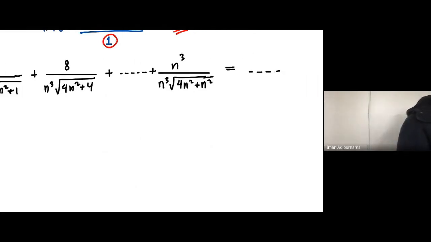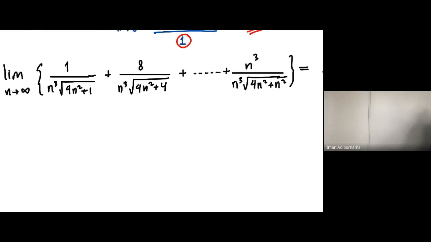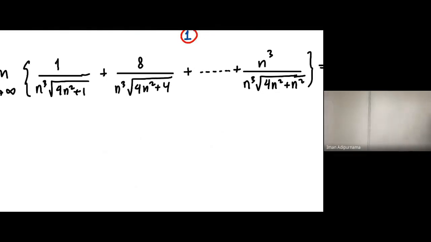So you have a limit as n approaching infinity, and you have this long sum, right? 1 over n cubed, 4n squared plus 1, and then 8n cubed. Okay. Now think first and solve the limit. Okay. So remember, every limit and sum will result in integrations, right?